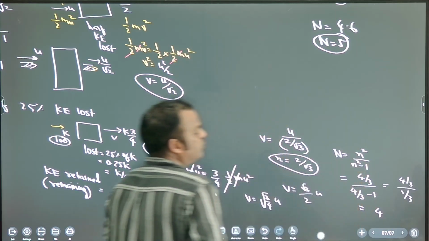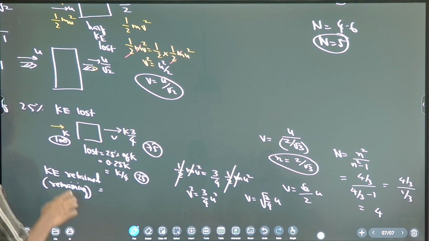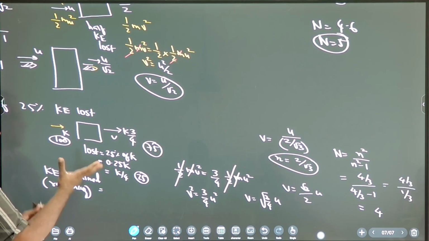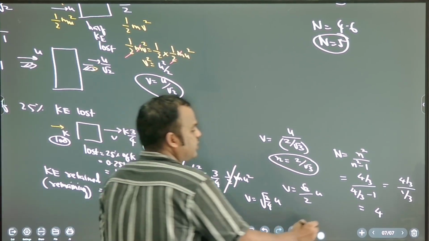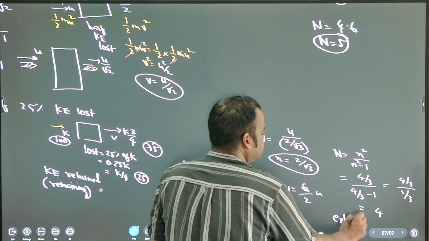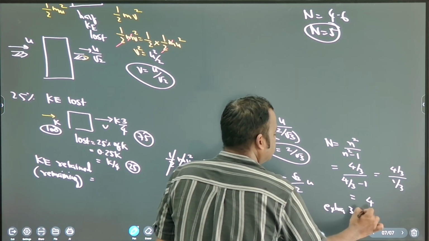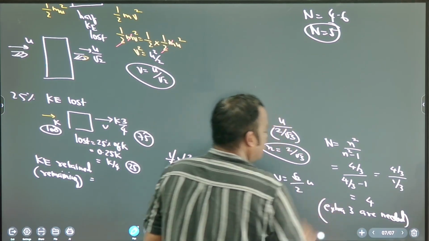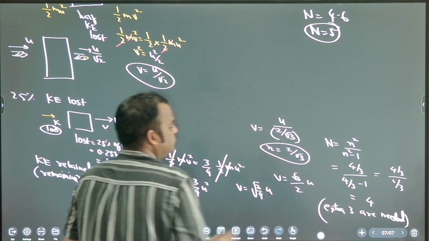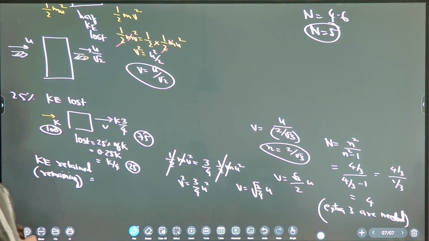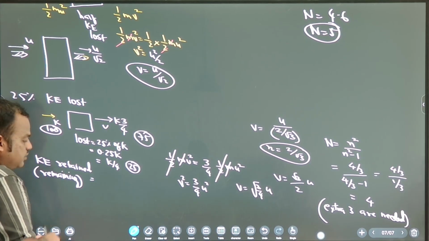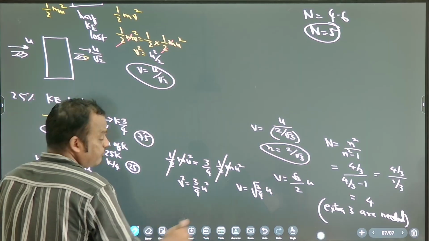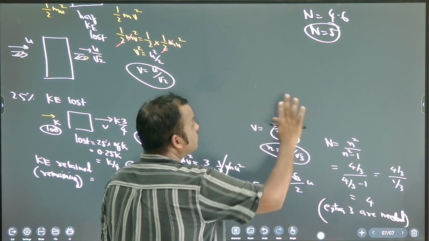So what is the answer? 4. Total Planks needed 4, but 1 already there. So how many extra? 3. So extra required 3. Extra 3 are needed. Okay, fine. So this is over. Okay, Plank is over.